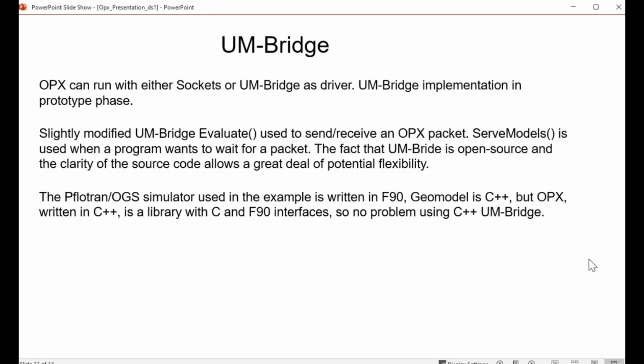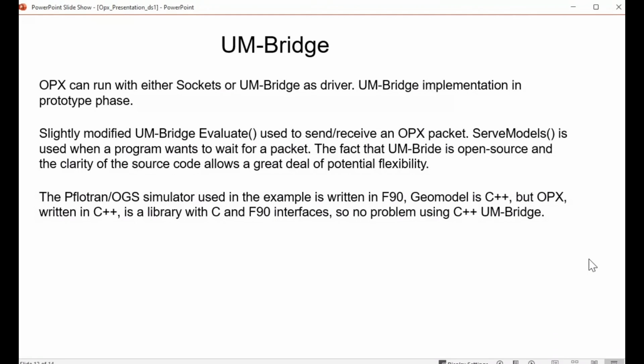So in terms of how Umbridge fits in, OPX can run with either sockets or Umbridge as the driver. We started with sockets and now we're moving to Umbridge. We had to slightly modify a few bits of Umbridge, but we'll feed that back to the group. Umbridge is open source and we found it extremely easy to work with, and the clarity of the code means we've had no problems.